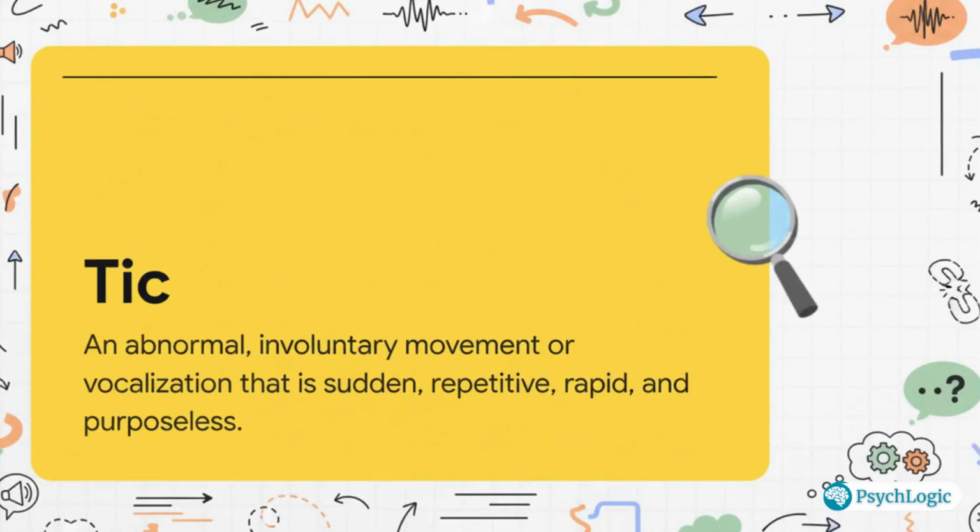So, first off, what even is a tic? The textbook gives a really precise definition. It's an abnormal, involuntary movement or sound. And that word involuntary is everything. These are not things a child is choosing to do. They're more like a neurological hiccup.